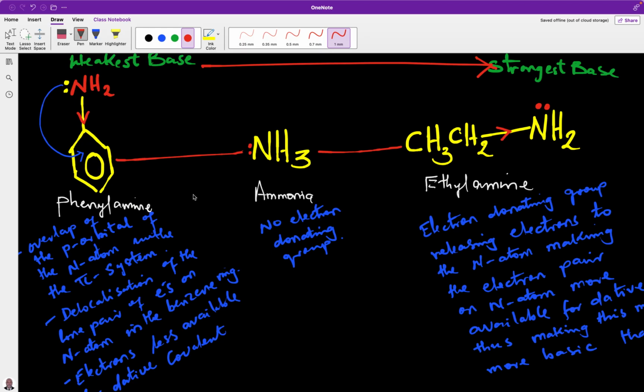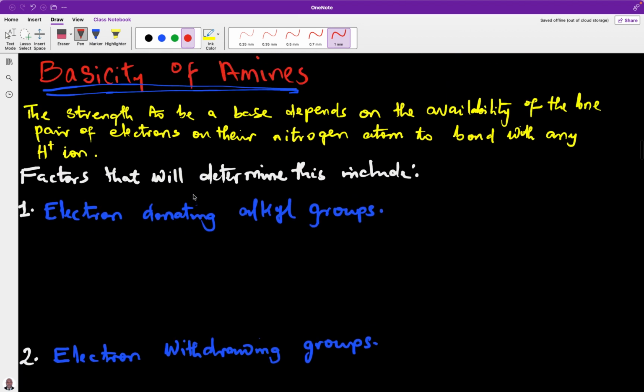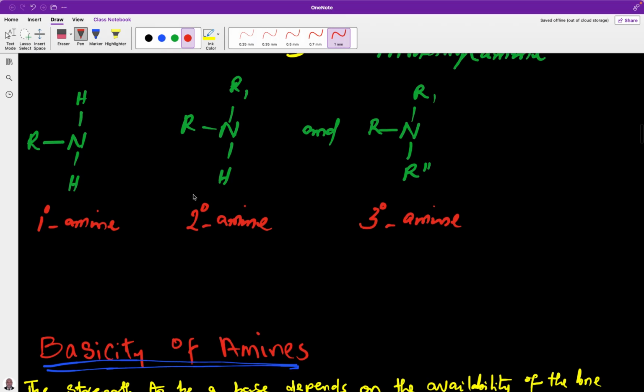For instance, we can conclude that tertiary amines are more basic than secondary amines, and secondary amines are more basic than primary amines. The reason is that there are more alkyl groups here donating electrons, making the electron density here higher and more available for dative covalent bonding. There are two of them here, also making electrons more available for bonding, and there's only one here, still making it available for bonding. So the more alkyl groups on the nitrogen atom, the stronger the basicity of that amine.